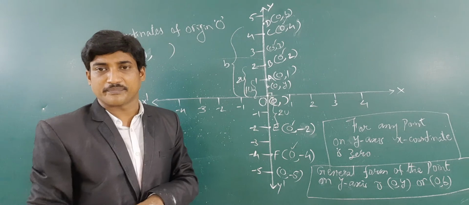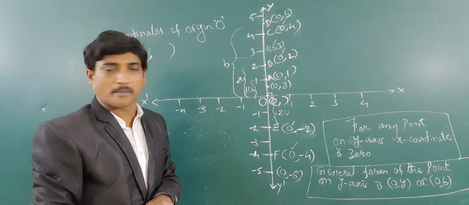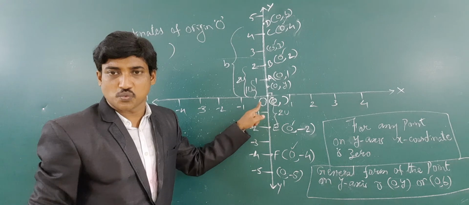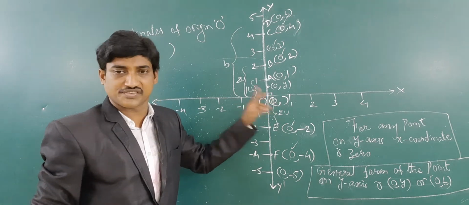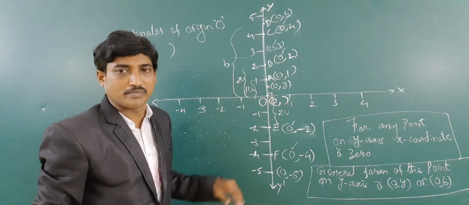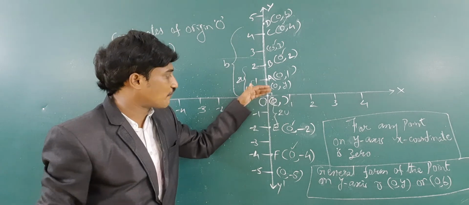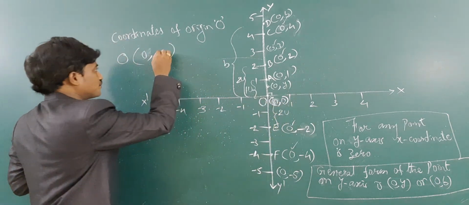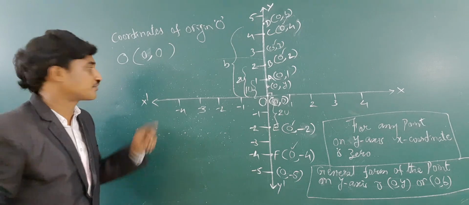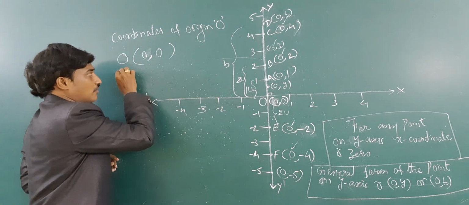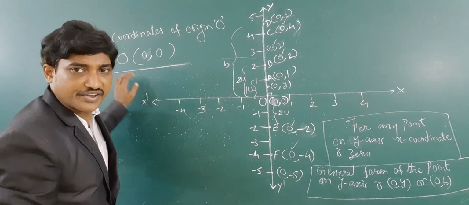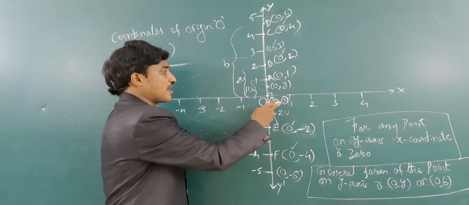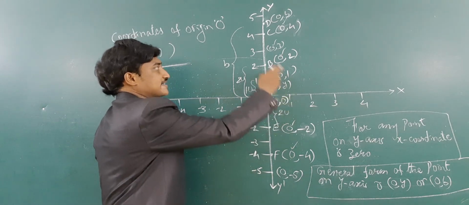What is the y coordinate? Y coordinate is nothing but distance from x-axis to a given point. Origin O is on x-axis. So distance from x-axis to O, that means distance from x-axis to x-axis, is 0. Distance from O to O is 0. So y coordinate is also 0. Coordinates of origin O are 0, 0. We describe origin O with the ordered pair 0, 0. Origin O is lying on both axes, x-axis and y-axis.